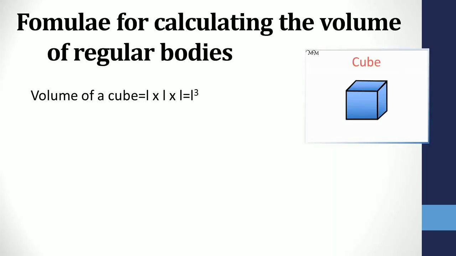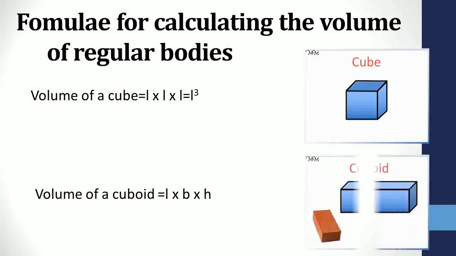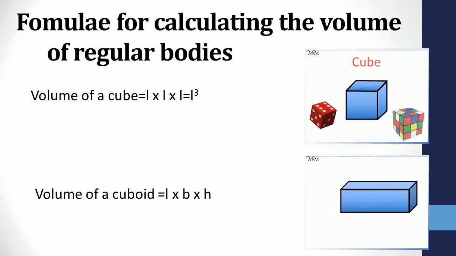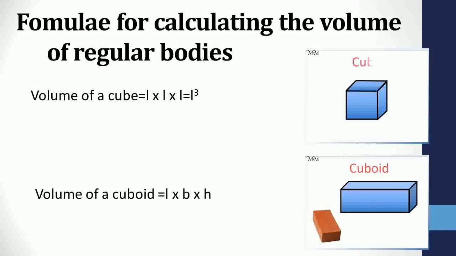Our next shape is the cuboid. A cuboid is a combination of rectangles. The volume of a cuboid is length into breadth into height, or L into B into H. Clear? By this formula we can find the volume of an object which has a cuboidal shape, like a brick or an ice tray. You can see in the diagram.